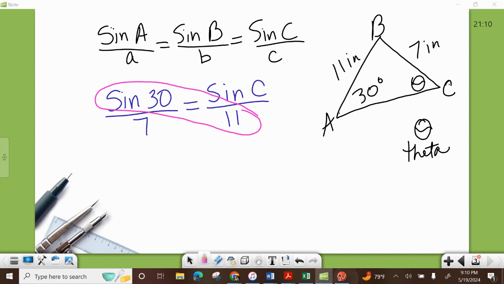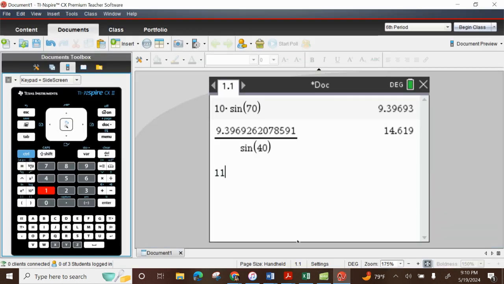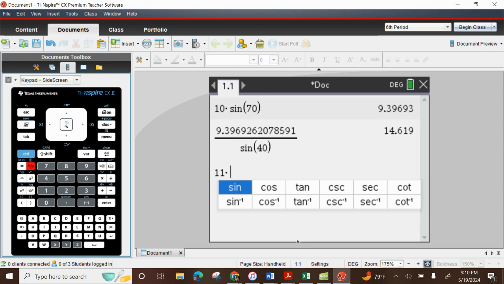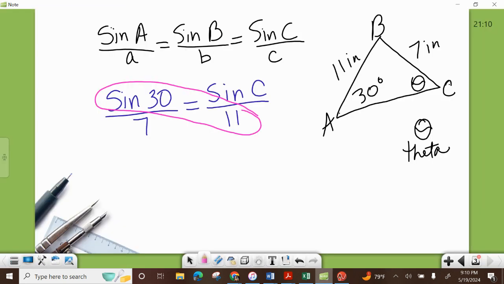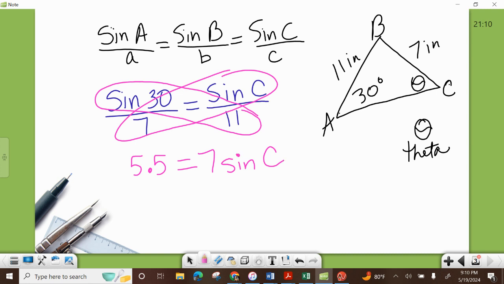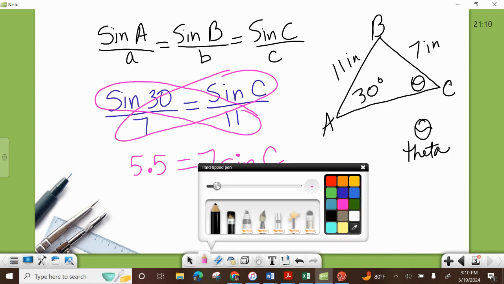So I'm going to go to my calculator. I'm in degree mode. 11 times sine of 30 degrees. And I get 5.5. So it's nice and neat. So 5.5. So I'm going to go back. So that gives me 5.5 on this side. On this side, I have 7 times sine of c. Well, obviously, I'm trying to solve for c. So I want to get sine of c by itself.